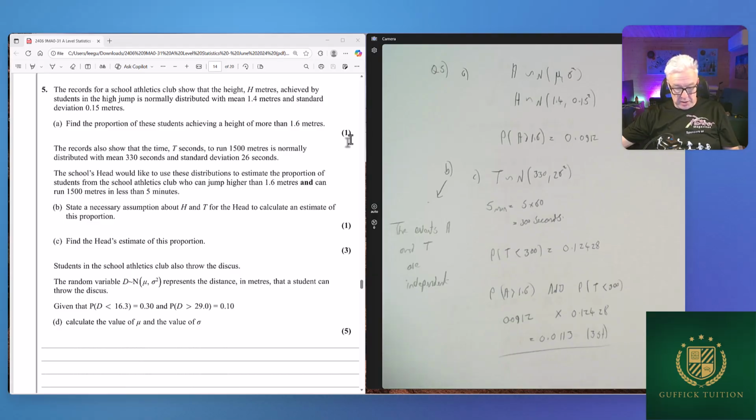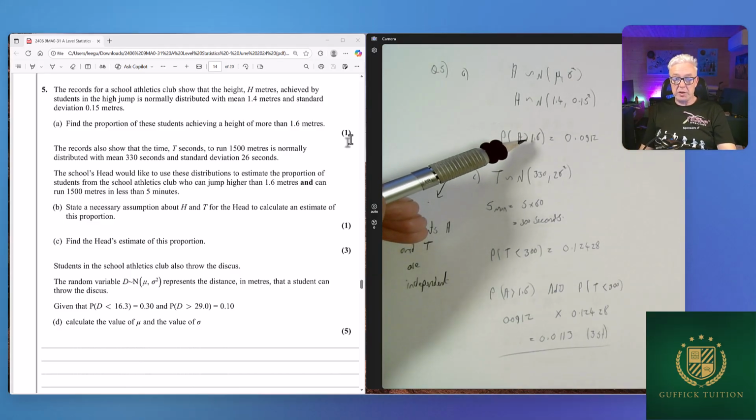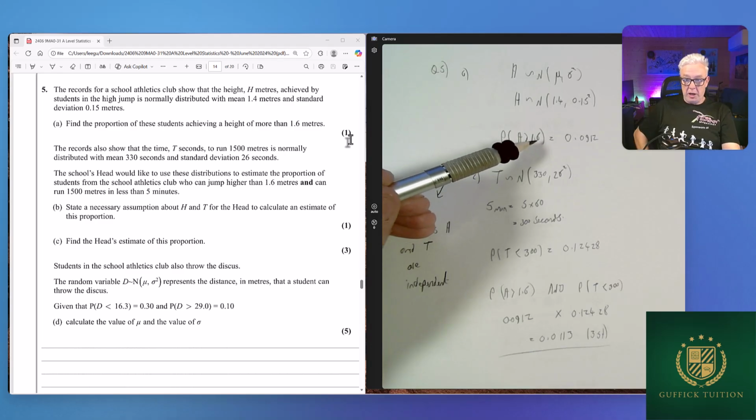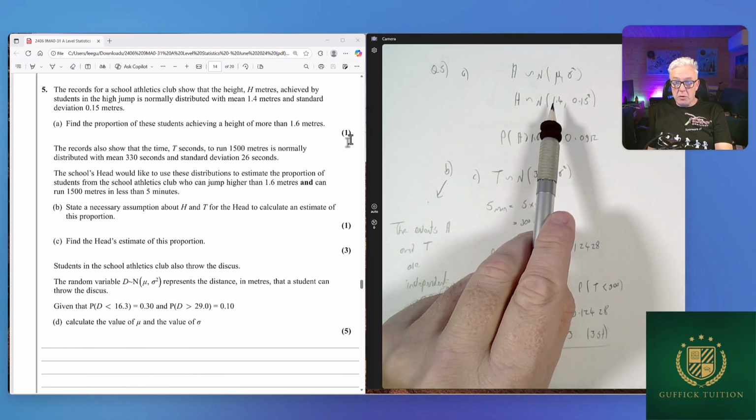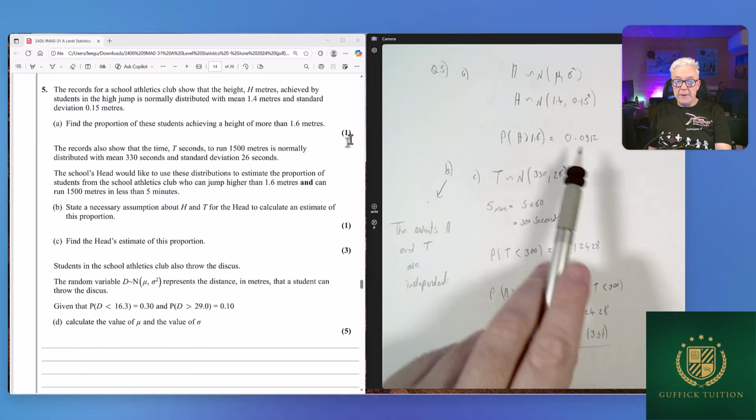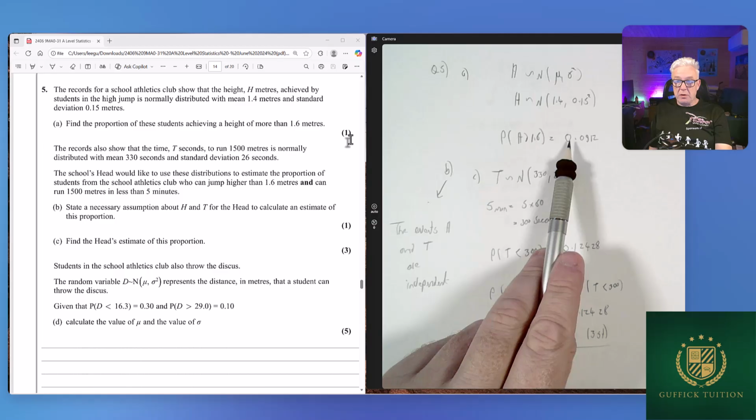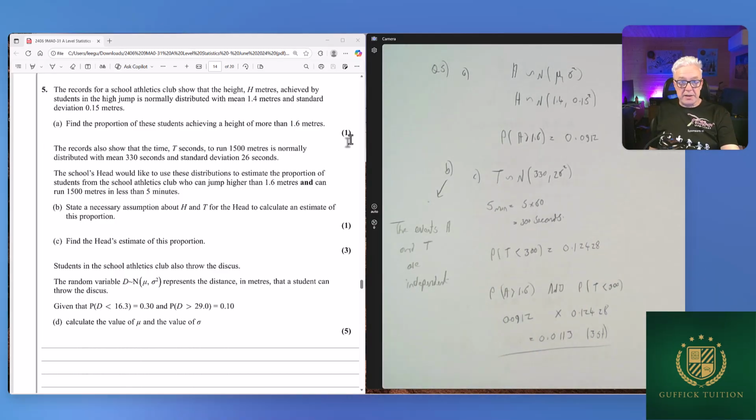Okay, so that's quite nice. That's just going to be the normal distribution, and we're just going to put 1.6 as our lower value and our upper value just a really big number. We're going to put in a mean mu of 1.4 and a standard deviation of 0.15. And when we do that, that gives us a value of 0.0912. So that's our answer for A.